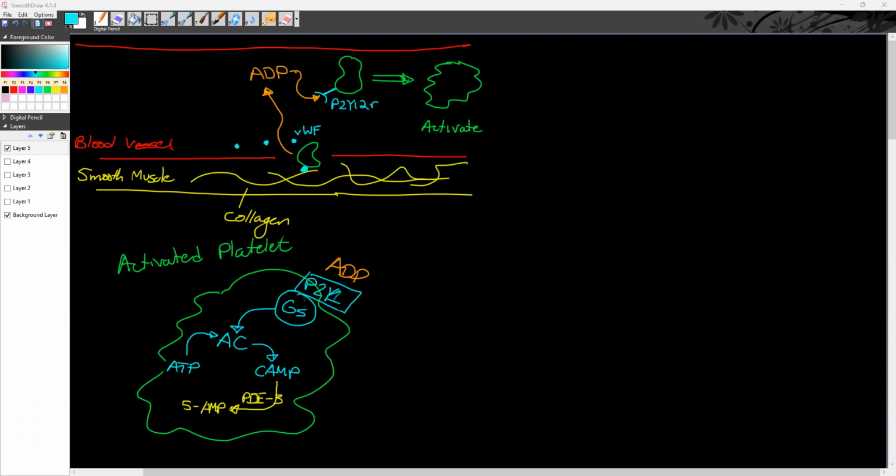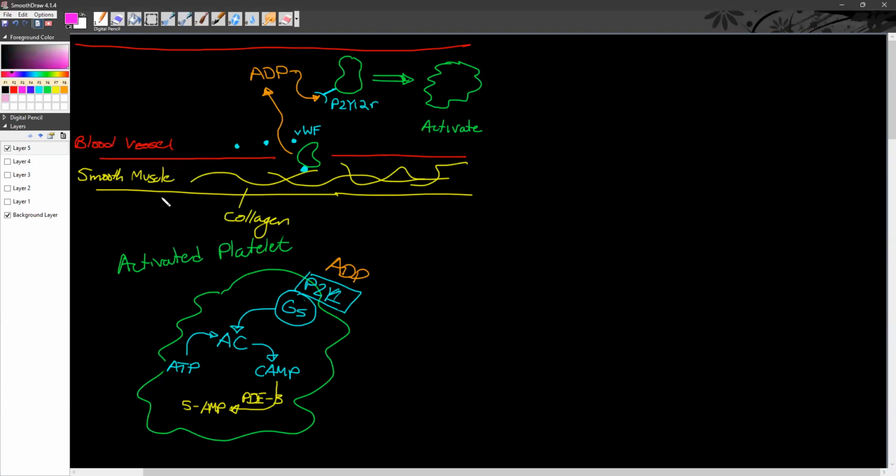Okay. Now I figured out where I was going. What this is going to end up doing is that once we raise cAMP levels, raising cAMP levels leads to less platelet activation. This is where I was missing it. P2Y1 is Gq, P2Y12 is Gi.